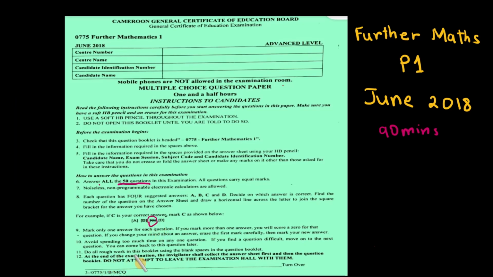At the end of the examination, the invigilator shall collect the answer sheet first and then the question booklet. Do not attempt to leave the examination hall with these items. You're supposed to answer 50 questions in 90 minutes. That means one question is 90 divided by 50, which is approximately 2 minutes. That means you are not supposed to spend more than 2 minutes on one question.